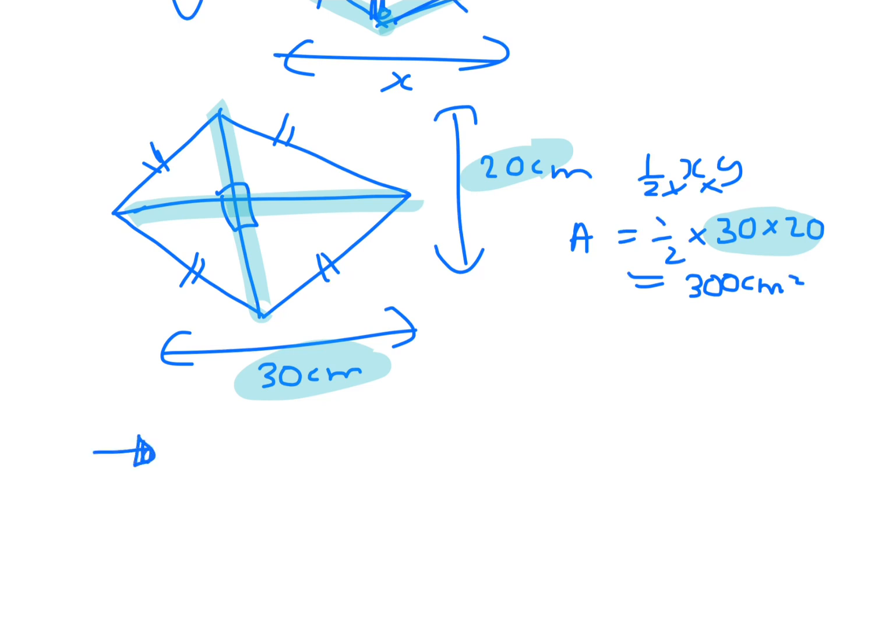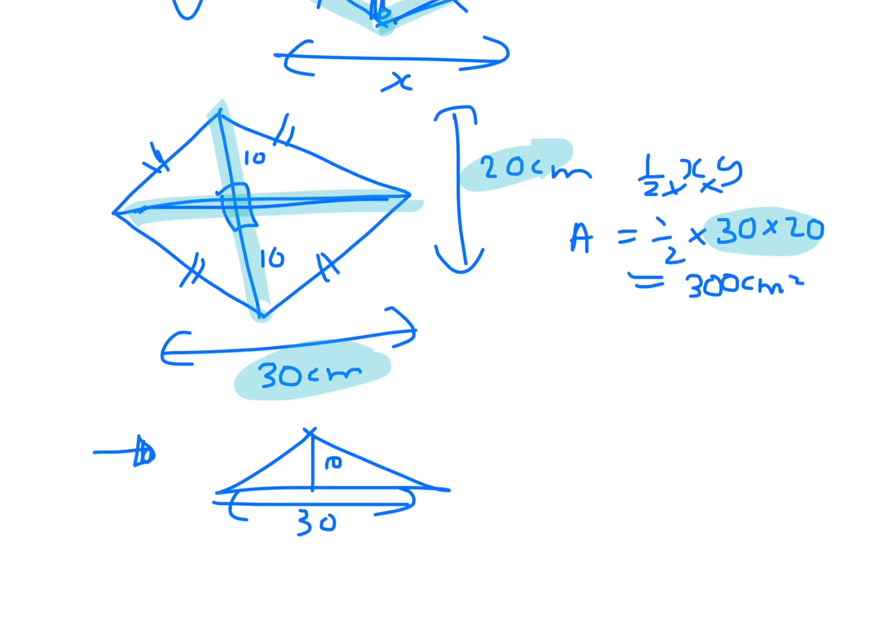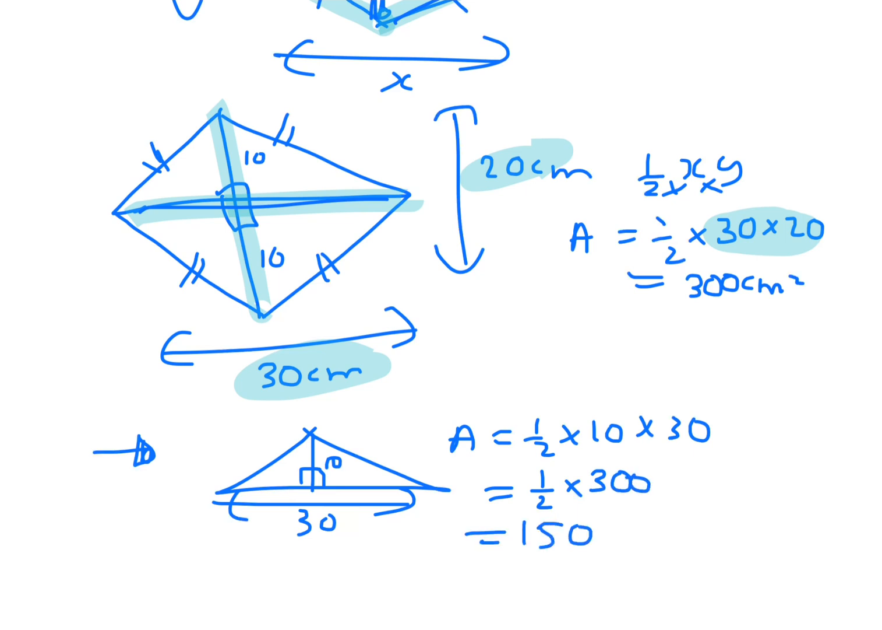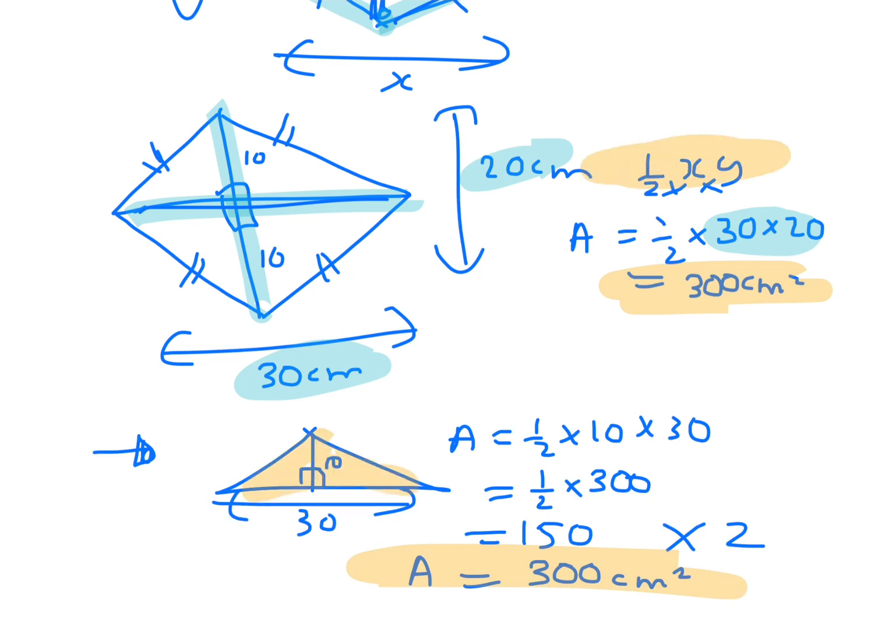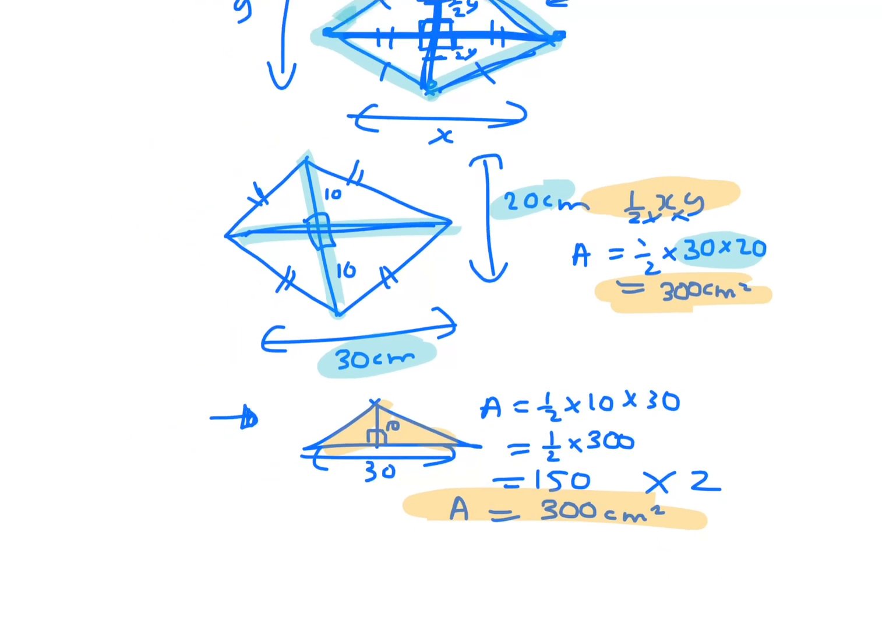Okay, if you just did it as two triangles, then if this is 20 here, that would be 10 there, and this here would be 30 because that's the base. So the area would be a half times 10 times 30, or a half times 30 times 10, which is 300. A half of that is 150. Now because we've got two triangles, if we double that, the whole area equals 300 centimeters squared, exactly the same result as at the top there. So doing it using the formula is a lot quicker, and we don't have to do it with the two triangles.